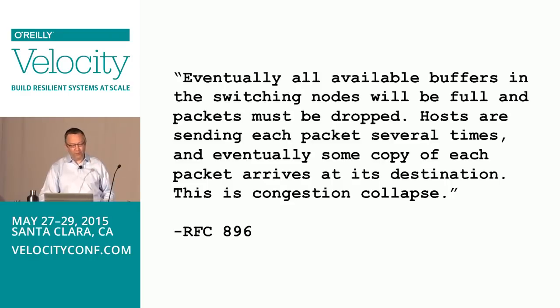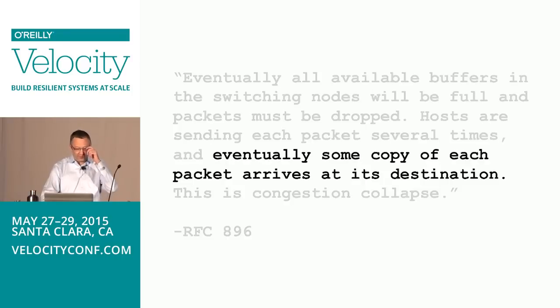Eventually, all available buffers in the switching nodes will be full and packets must be dropped. Hosts will be sending each packet several times, and eventually some copy of each packet arrives at its destination. This is what we call congestion collapse. And this little phrase here is a critical point. It turns out that TCP is extremely persistent in trying to deliver packets. And just due to chance, some of the packets make it through to their destination, which keeps the connections alive.